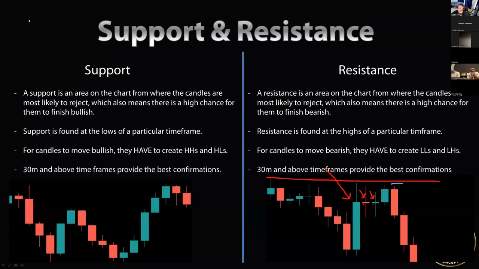So in this slide, all we had to focus on is support. A support is formed when you have a bullish candle forming after a bearish candle, right? A resistance is formed when you have a bearish candle forming after a bullish candle. Resistance. That's it.